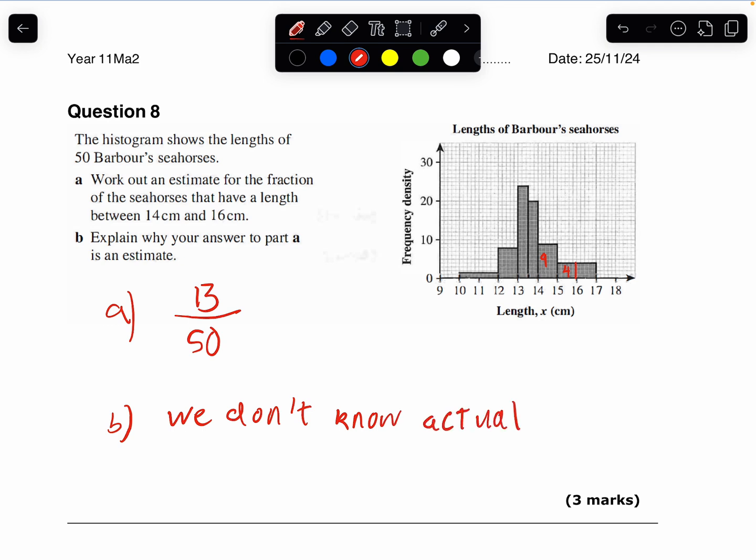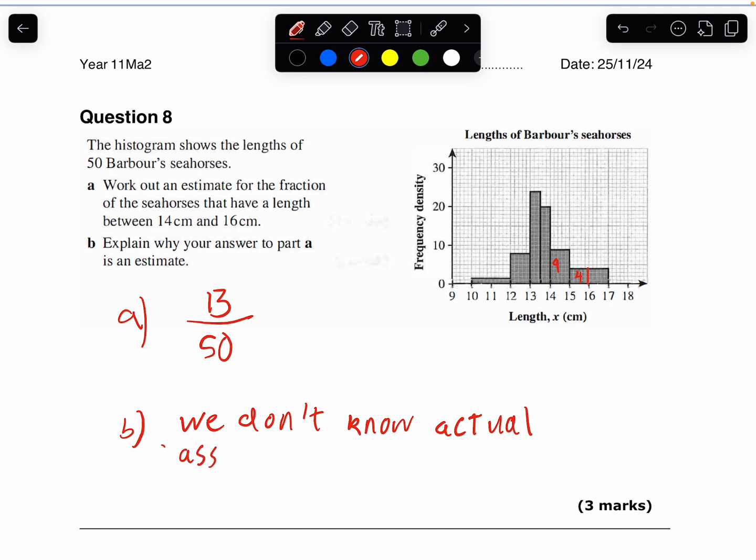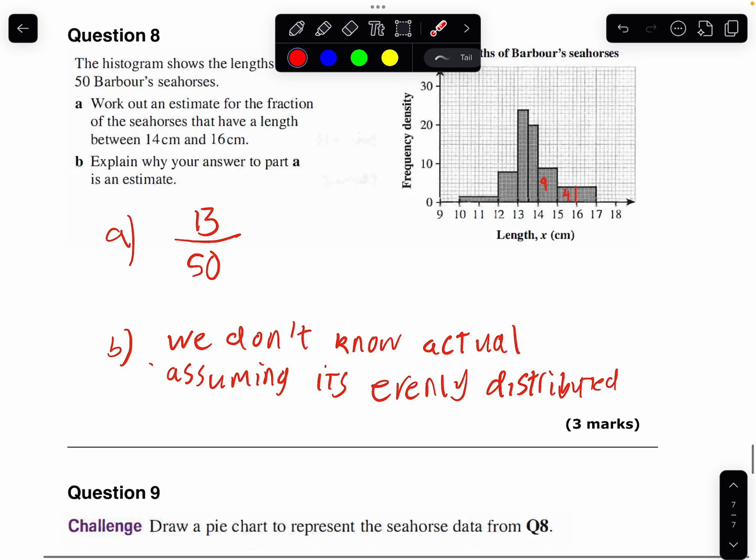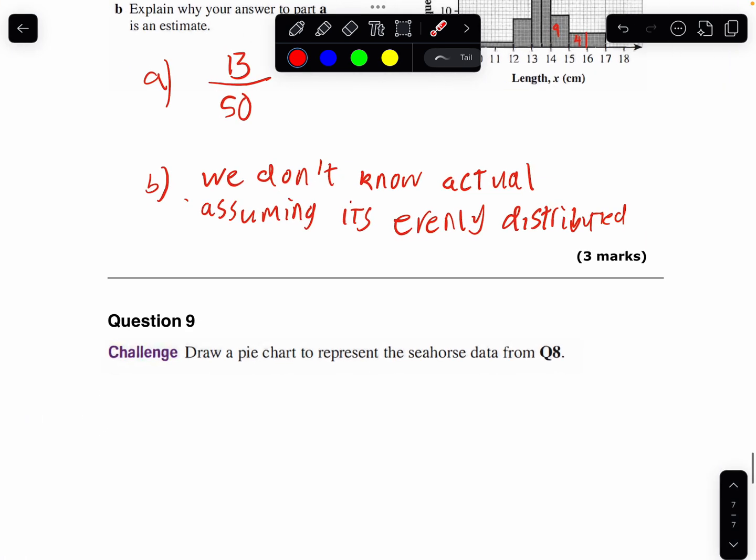And we are assuming it's evenly distributed. Okay, but once again, actually maybe this section on the right, maybe all the seahorses are actually between 16 and 17, and there are 0 here. There's just 8 of them here, or something. Okay, we don't know. We're assuming that it's evenly distributed, but we don't actually know. Okay. Right.